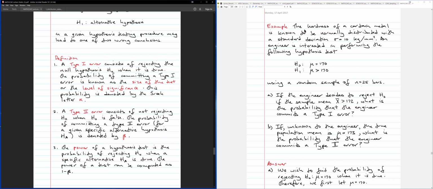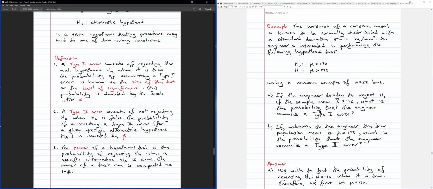Okay, so in this example, the hardness of a certain metal is known to be normally distributed with a standard deviation of sigma equal to 10. An engineer is performing a hypothesis test where the null is mu equal to 170 and the alternative hypothesis is mu bigger than 170, and the sample size is n equal to 25.